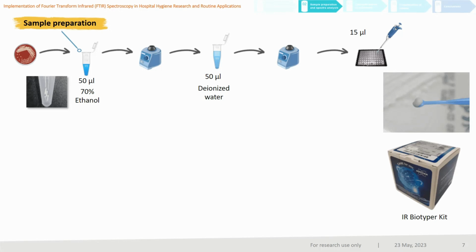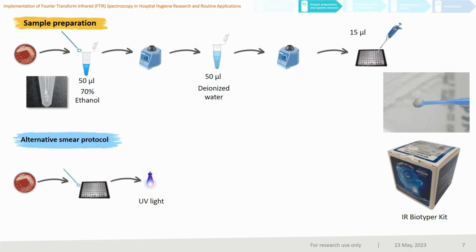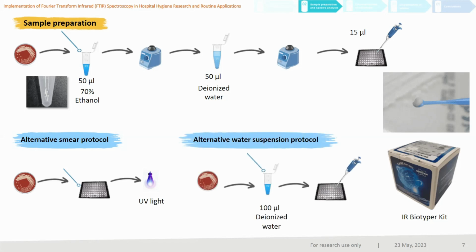After the ethanol step, we add water, vortex the mixture again, and finally we deposit 15 microliters of the sample onto the plate. There are some microorganisms or certain strains that are difficult to homogenize, and you may require an alternative protocol. There are two of them. One protocol involves a direct smear of the bacteria on the sample plate, followed by inactivation using ultraviolet light. And a second alternative protocol directly homogenizes the bacteria in water. You can also inactivate the bacteria by ultraviolet light in this procedure.